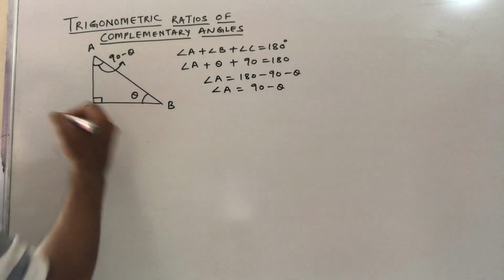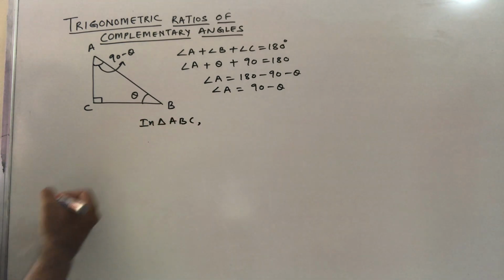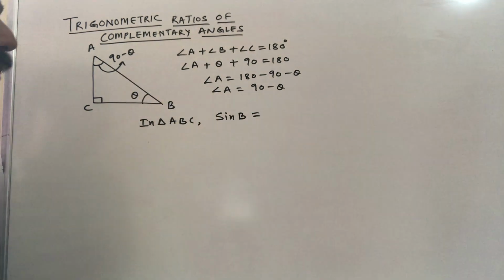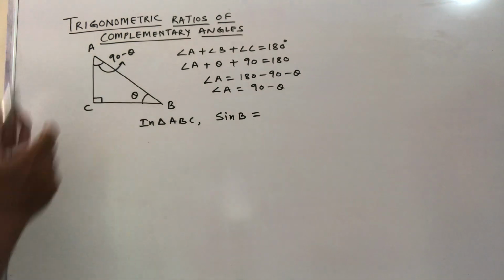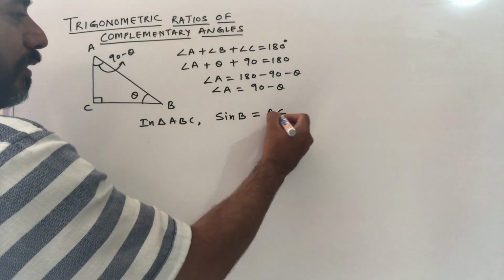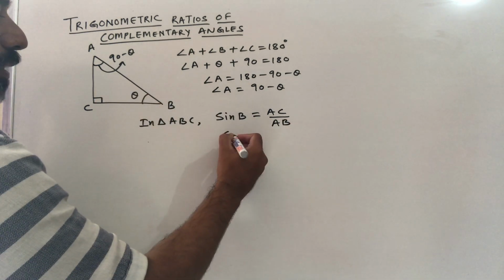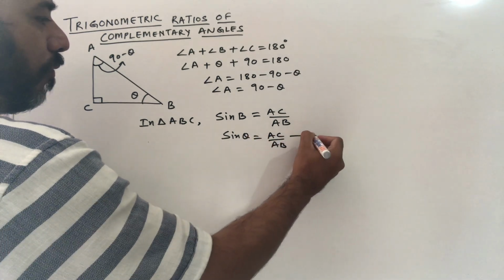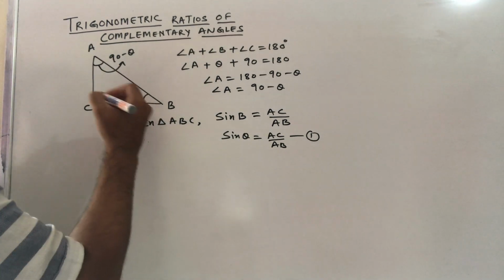Now see, in triangle ABC, if I take out the value of sine B, now you know what is sine? Sine is perpendicular upon hypotenuse. So what is the perpendicular here? AC is the perpendicular, AB is the hypotenuse. So what will come? AC upon AB. Now B angle I have taken theta. So that means sine theta value is AC upon AB. Equation number 1.